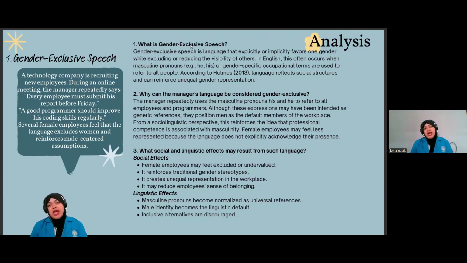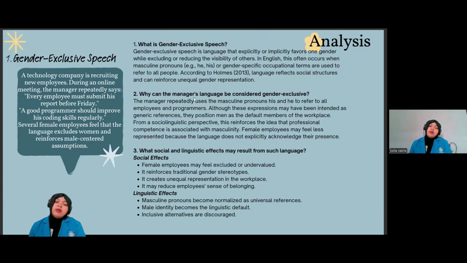Number one, what is gender exclusive speech? Gender exclusive speech is language that explicitly or implicitly favors one gender while excluding or reducing the visibility of others. In English, this often occurs when masculine pronouns, for example he or his, or gender-specific occupational terms, are used to refer to all people. According to Holmes, language reflects social structures and can reinforce unequal gender representation.